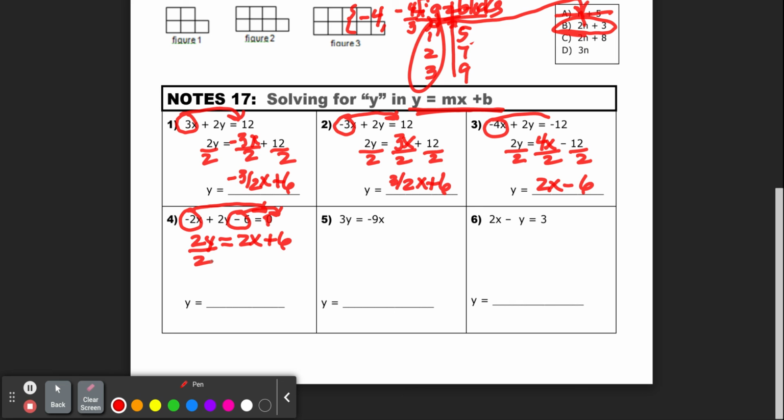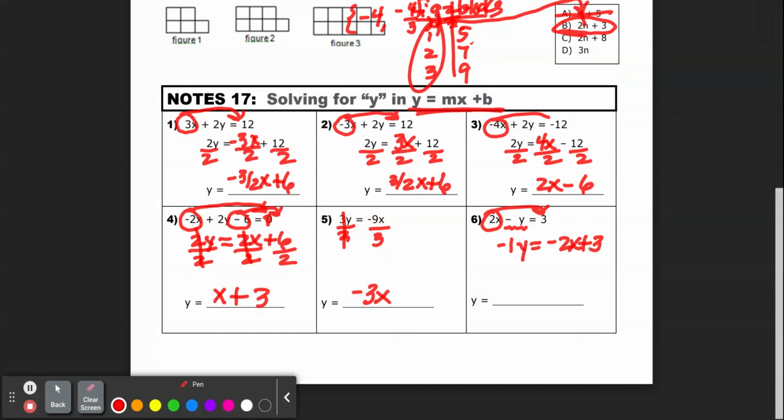And on this one, all we have to do is go through and divide by 3. That's pretty easy. Negative 9 divided by 3 is negative 3x. And this one, we're going to take this 2x. When we move it across the equal sign, it's going to be negative. Hey, make sure you bring down that negative with the y. That's like a negative 1y equals that positive 2x becomes a negative 2x plus 3.